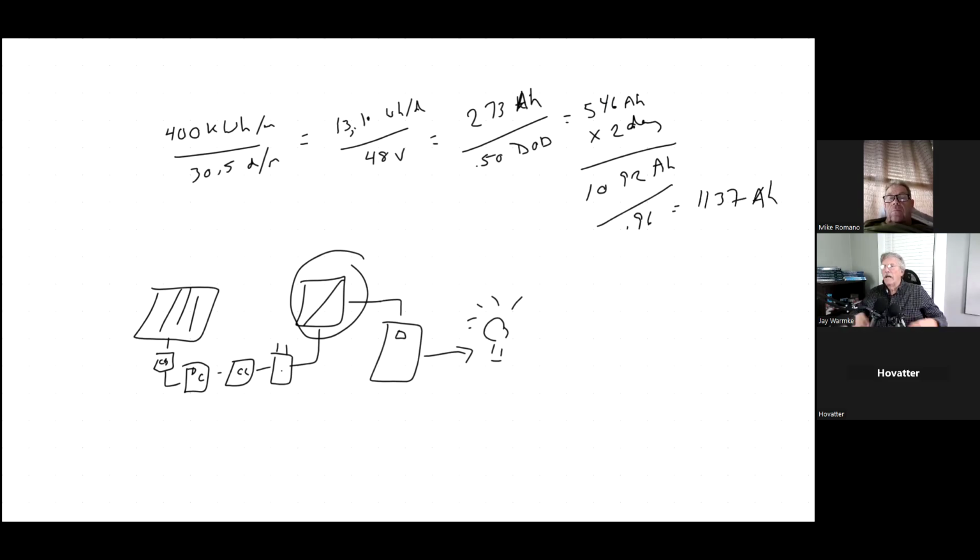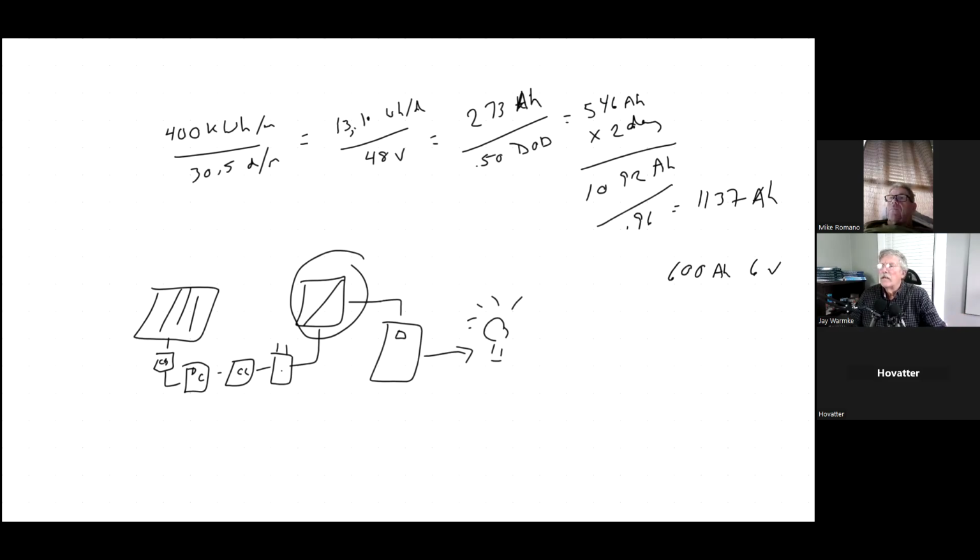So now I need a 1137 amp hour string. So I go out and look for batteries. Let's say I find myself a 600 amp hour 6-volt battery. It's going to be a pretty big battery, size of a regular car battery, roughly, maybe a little bigger.